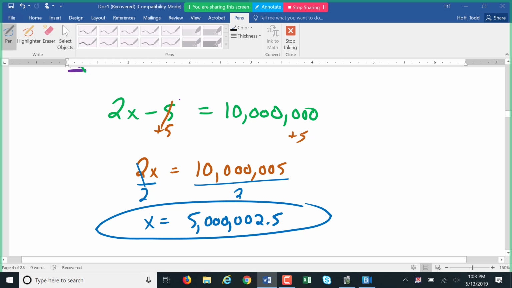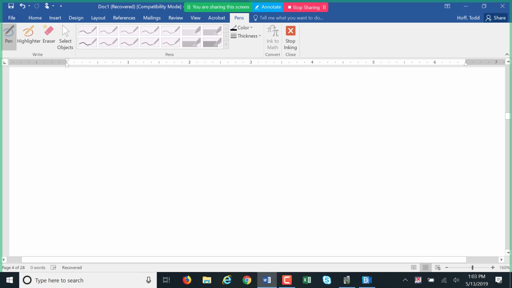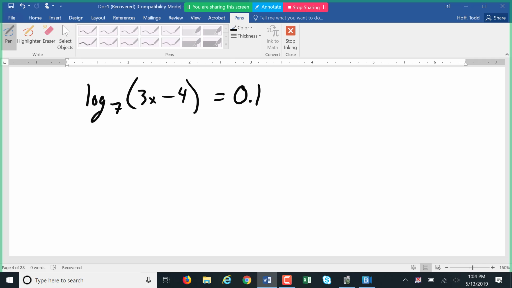While most exponentials equal a large number so that when we do the log we get a reasonable size, most logarithmic equations equal a very small number so that we get a reasonable size when we solve the equation. If I had log base 7 of 3x minus 4 equals 0.1, what do I have to do to solve this?